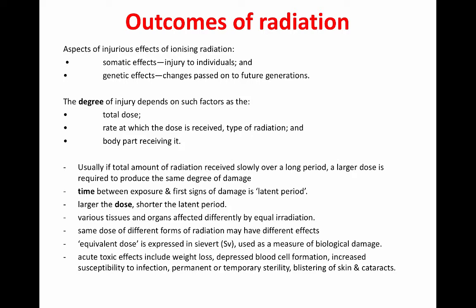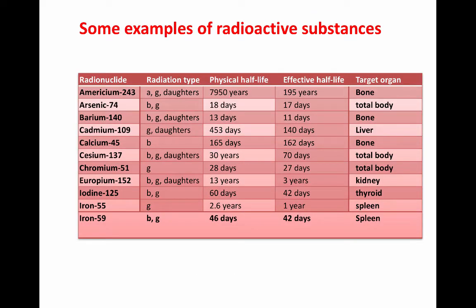The acute toxic effects from radiation exposure include weight loss. This chart has a very small number of radioactive substances listed, but it gives you some examples which show the type of radiation emitted, the half-life of the material, the biological half-life, and the main target organ in the body. You can get these lists really easily, and if anyone wants more information on them, I'm very happy to provide them. They're also on the APANSA website. But as you can see, different radionuclides have different target organs.